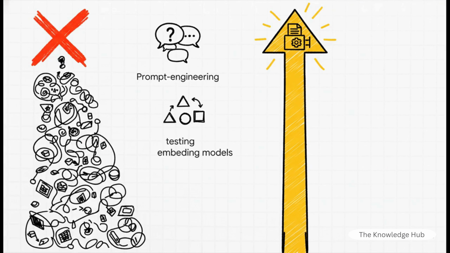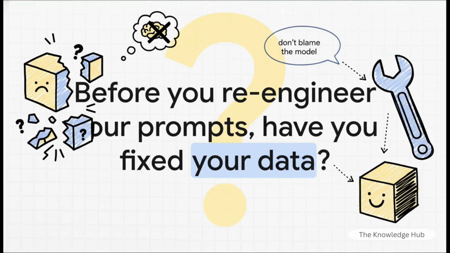So here's the key takeaway, the bottom line. Before you spend hours and hours prompt engineering or go down the rabbit hole of testing a dozen different embedding models, just stop. Go all the way back to the beginning of your pipeline and fix your chunking first. And I'll leave you with this question. Think of it as a simple gut check for any RAG project you're working on. The next time you're staring at a bad output and feeling frustrated, don't immediately blame the model. Just ask yourself, have I actually fixed my data?